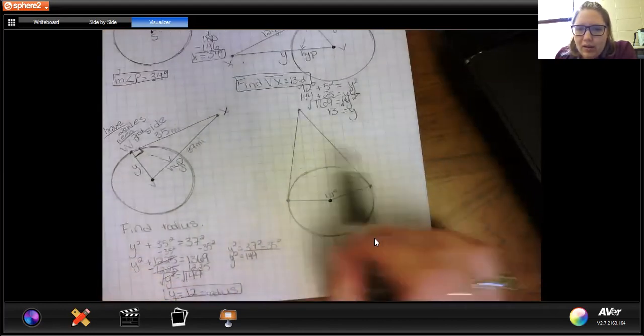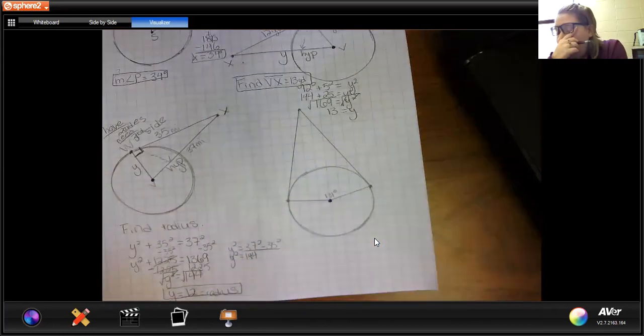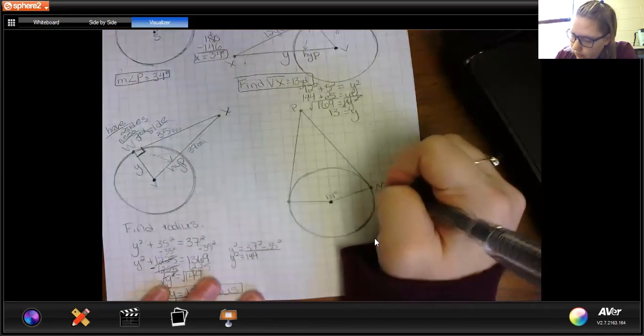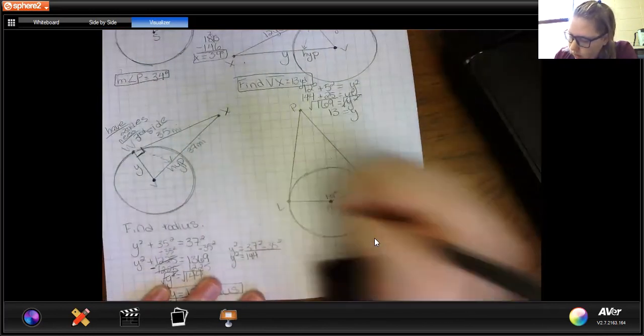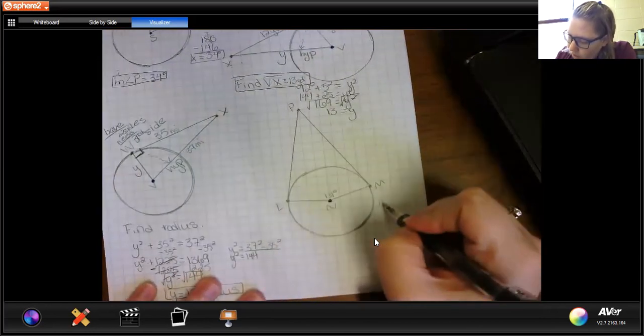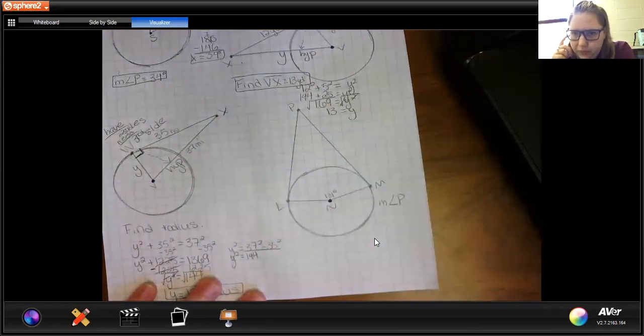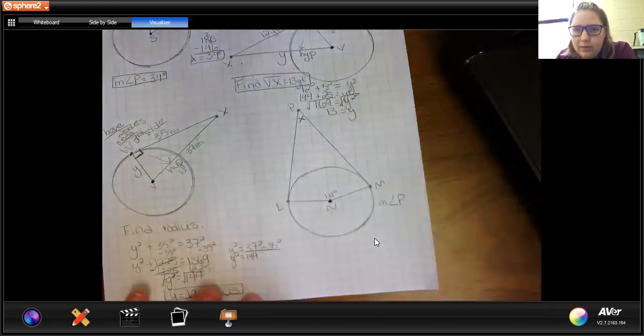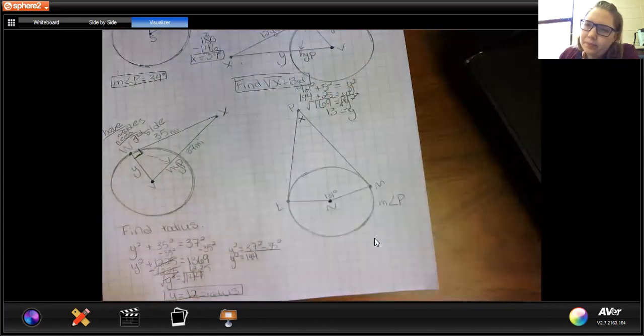All right, so on to this beauty over here. I forgot to say what we're looking for. I want to know the measure of angle P. That's this variable up here. I want this portion.